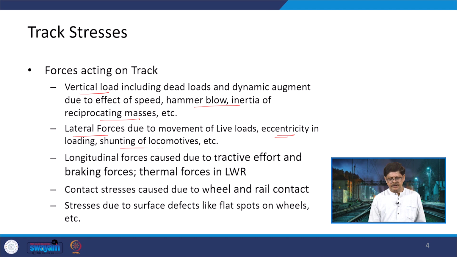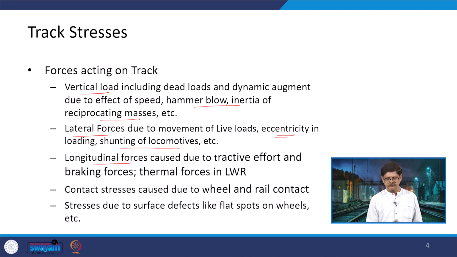There can also be a case of shunting of the locomotives in the yards. So, there also when it moves from one track to another, there is a lateral force which gets generated. So, there can be similar more conditions where lateral forces may come into play.